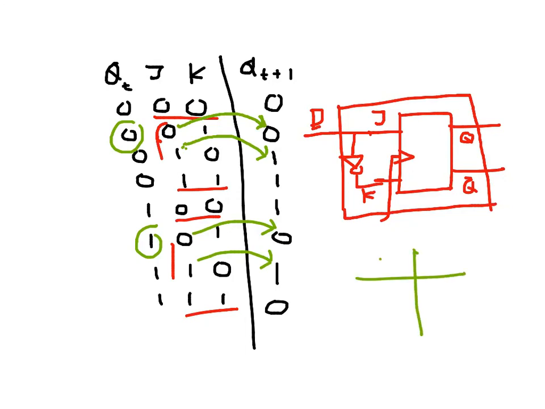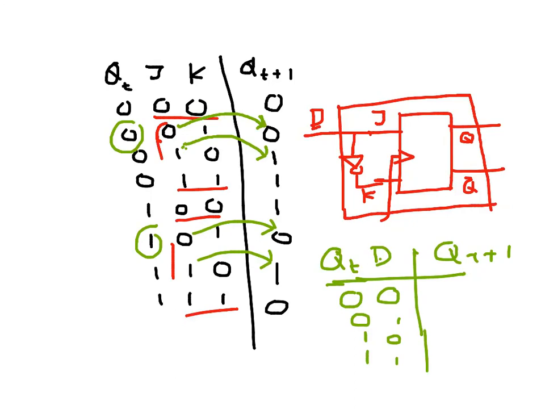So if we look at the D flip-flop, with Q here and Q(t+1) here, this is Q(t). Looking at these four conditions, 0, 0, 0, 1, 1, 0, and 1, 1: if D is 0, this is 0; D is 1, this is 1; D is 0, this is 0; D is 1, this is 1. So the next state is always the input.